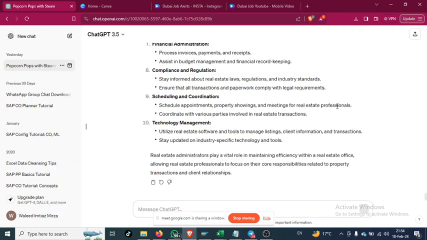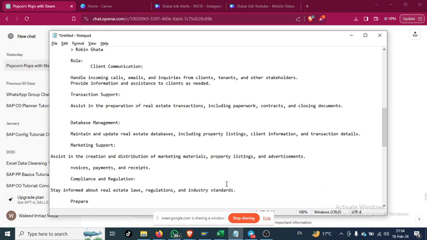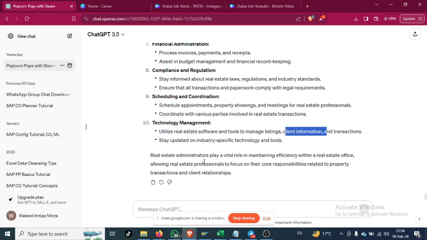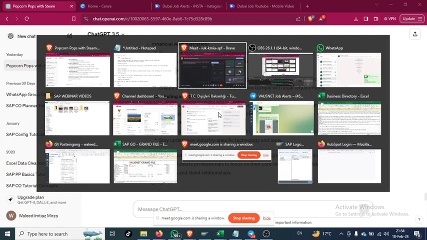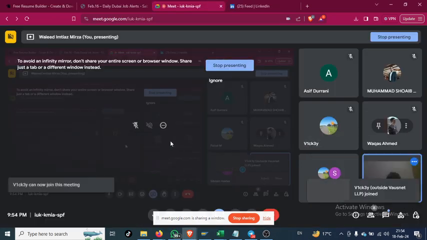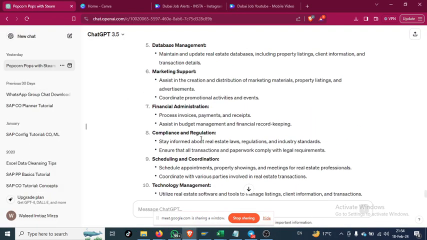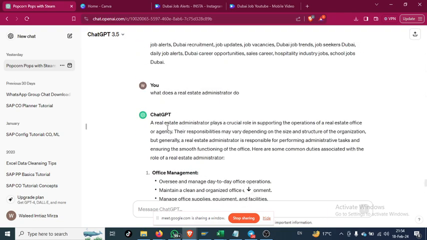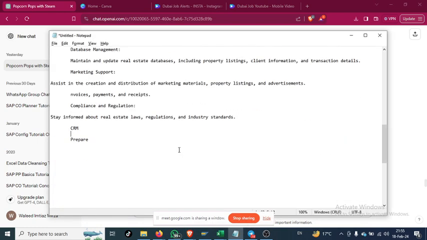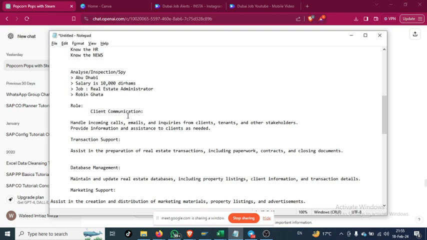Schedule appointments, property showings and meetings for real estate professionals, technology management and listings, client information, transactions. That means CRM. This client information means CRM. CRM is very easy to use. Okay, now that we have all the details, we know what this role does. This role actually has many functions. Real estate administrator, I'll just sum it up. Okay, this is what this person will do.